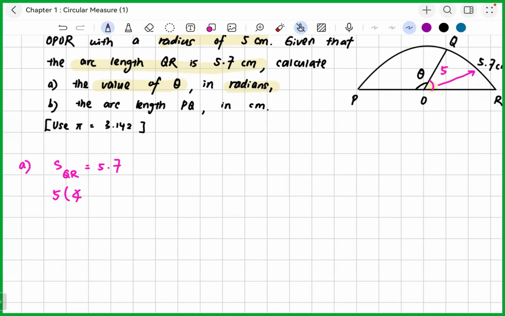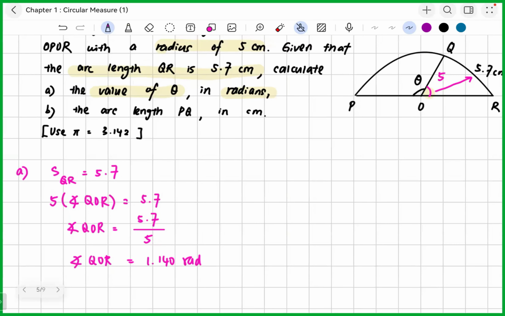So angle QOR equals arc length over radius, 5.7 over 5. So basically angle QOR equals 1.140 rad. Okay, 1.140 rad.